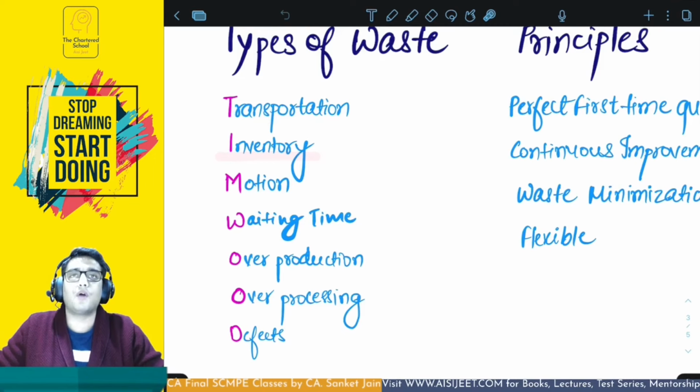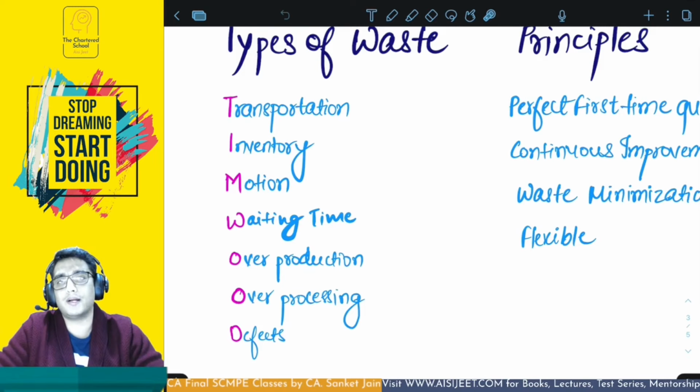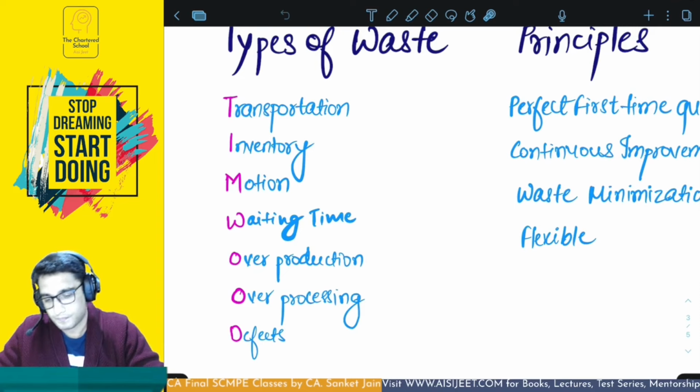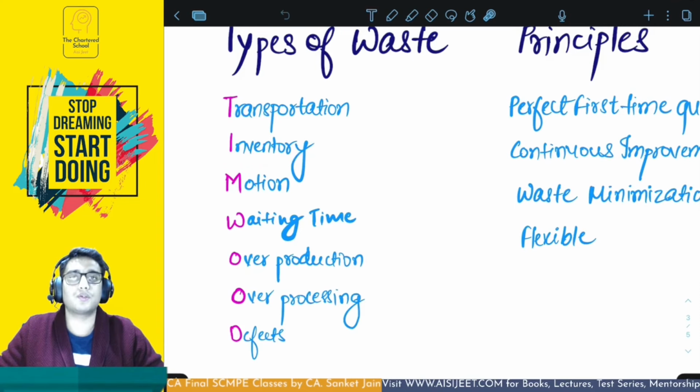Inventory. If you are keeping more inventory than is required, not just of the finished goods but also of raw material or WIP, then that would also form part of your inventory. Excess inventory is a kind of waste because it will increase your carrying cost and will also increase the finance cost on your working capital that is blocked in your inventory. So hence inventory is also a waste.